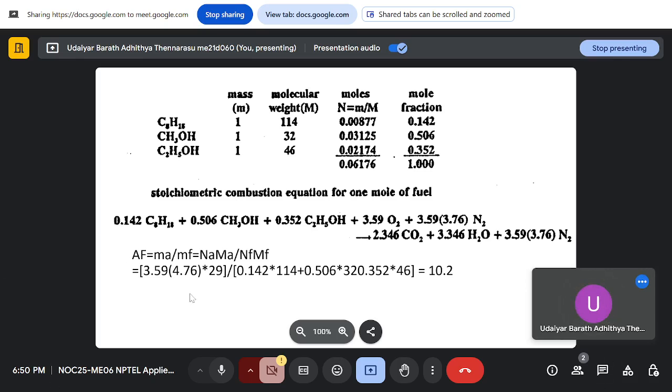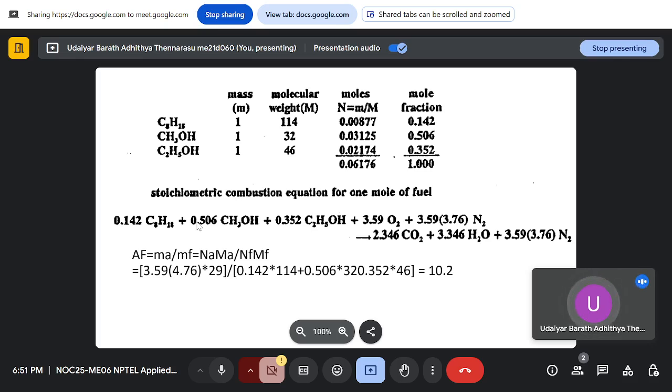So it gives you 0.142 moles of octane, 0.506 moles of methanol, and 0.352 moles of ethanol reacting with 3.59 moles of oxygen, and you have 3.59 into 3.76 moles of nitrogen which will be present in the air, and then gives you 2.346 moles of carbon dioxide and 3.346 moles of water, and 3.59 into 3.76 moles of nitrogen which will be present.